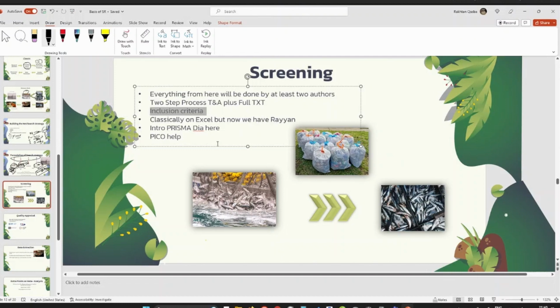For example, I'm taking only adults, so I will put in inclusion screening criteria: only adults. The papers which are talking about adults, I will take only those particular papers.